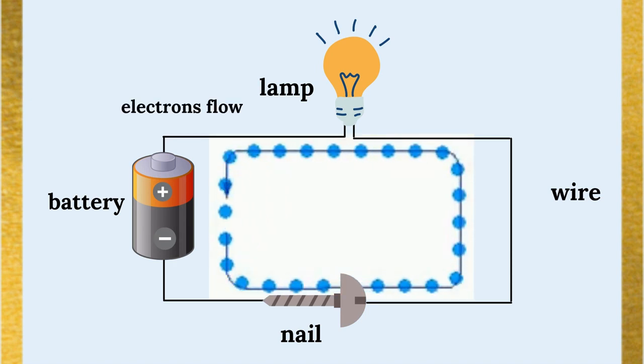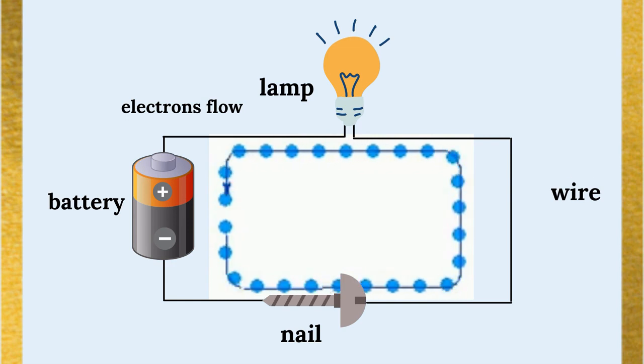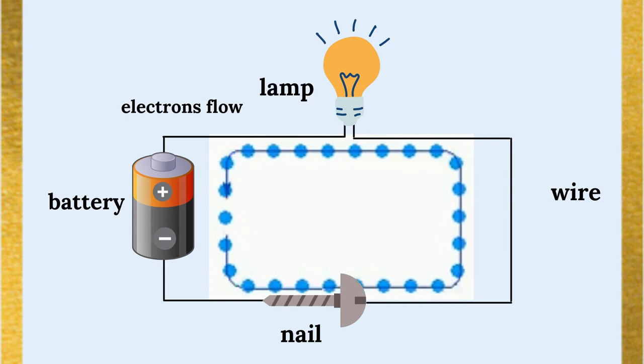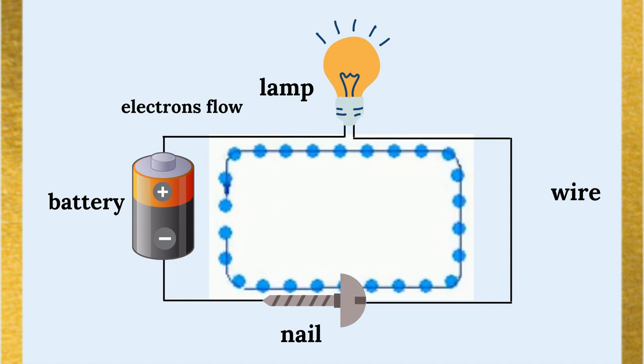The lamp glows because of the flow of electrons from the negative terminal of the battery to the positive. Here the nail acts like a switch. We need to understand that the wire is made up of copper, and the nail is iron. Thus both are conductors in nature, and they conduct electricity because they allow electrons to flow easily.